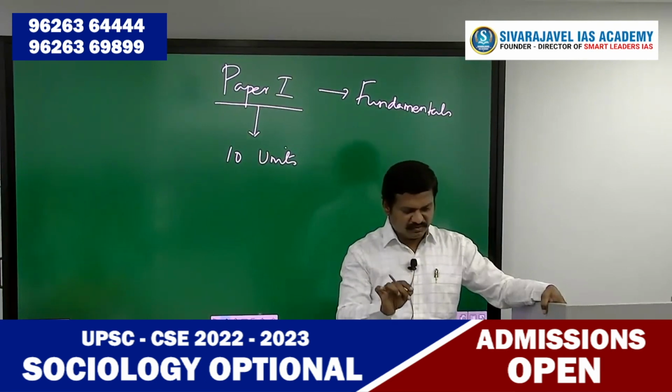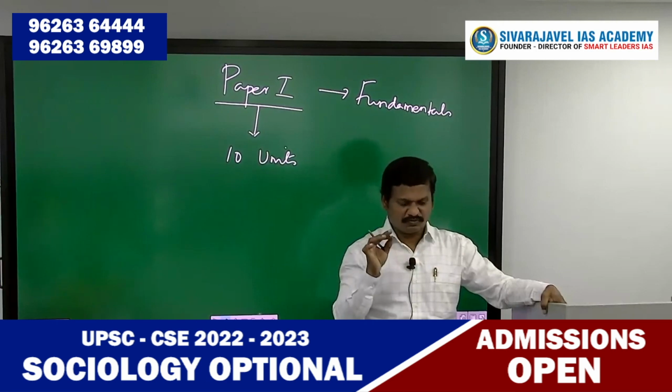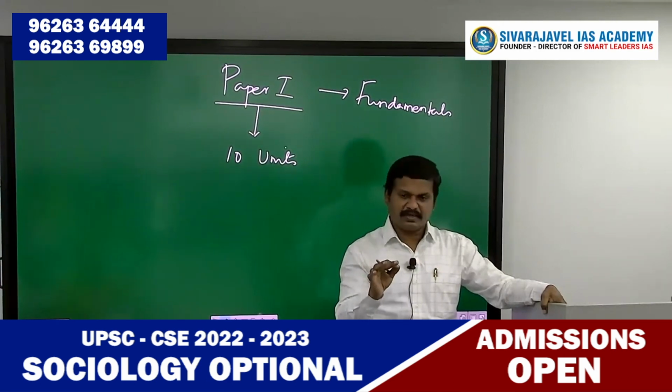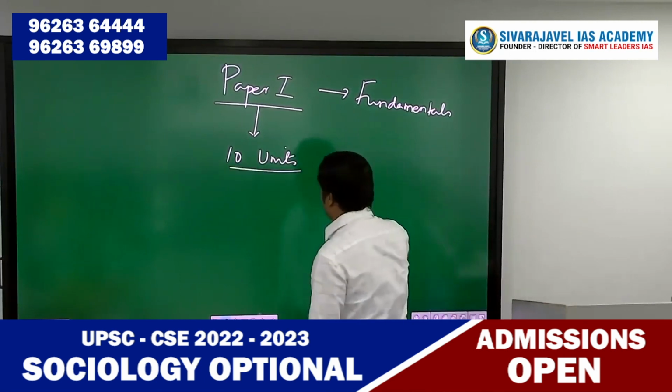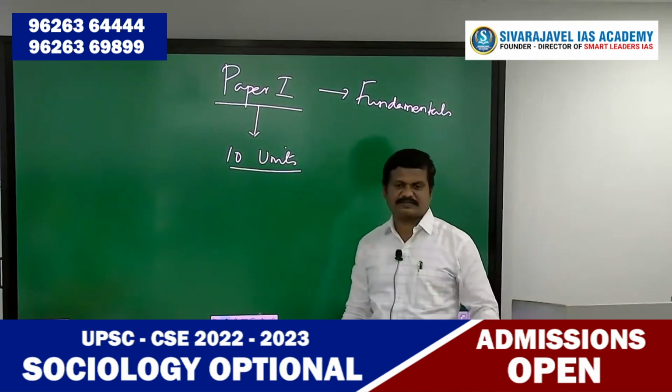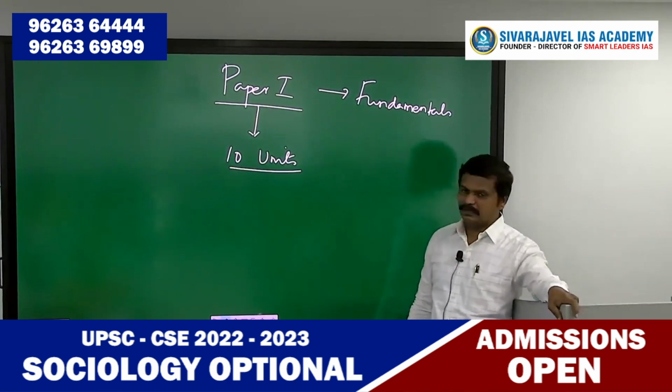Okay. So syllabus, fourth paper. Take the fourth paper. You'll find the syllabus copy. In the UPSC Sociology syllabus, paper 1, they have given 10 units. So we should study all the 10 units.